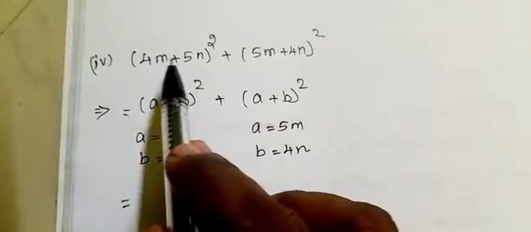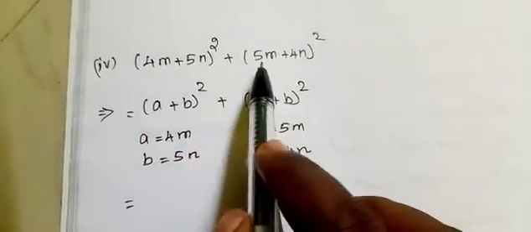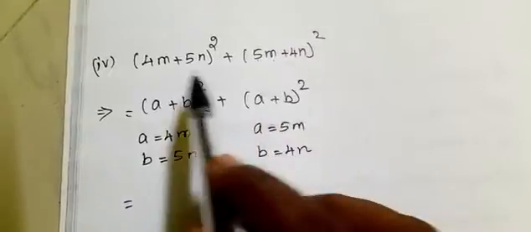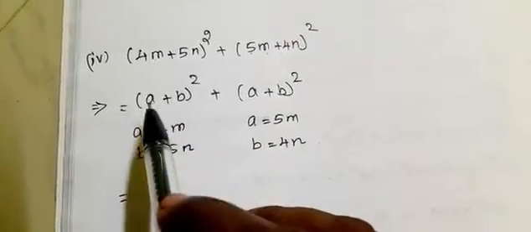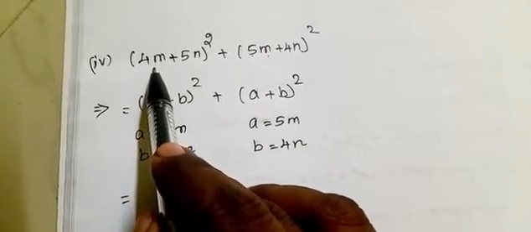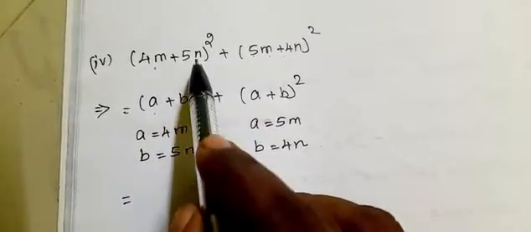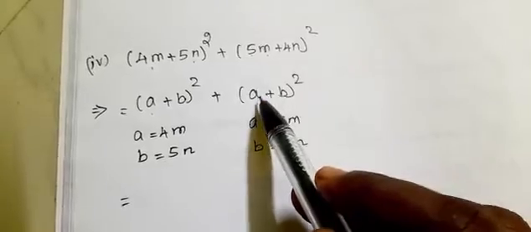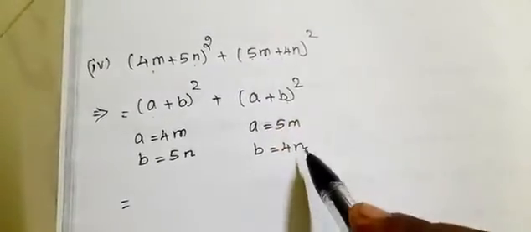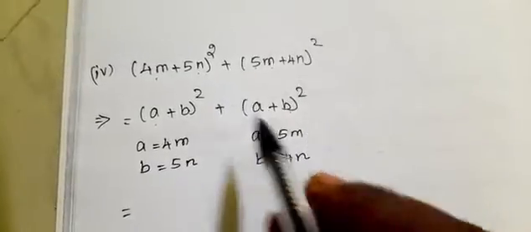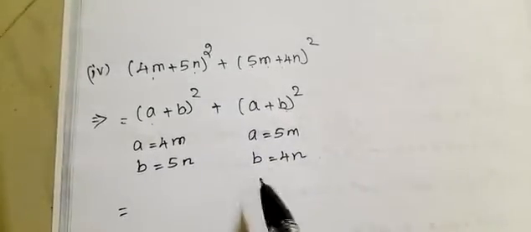Let's see the fourth question: (4m + 5n)² and (5m + 4n)². Both are in the form of (a + b)². But here the value of a is 4m and the value of b is 5n, and here the value of a is 5m and the value of b is 4n. Okay, you have to notice this: here the a and b values differ.